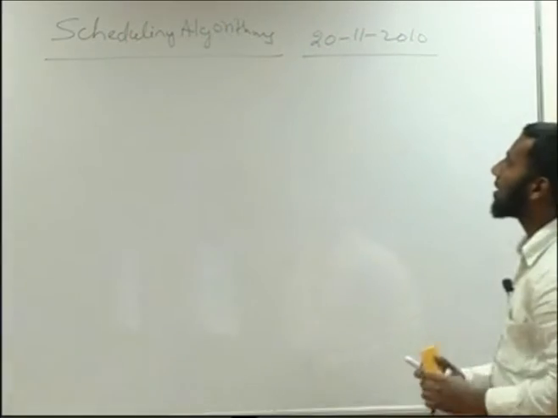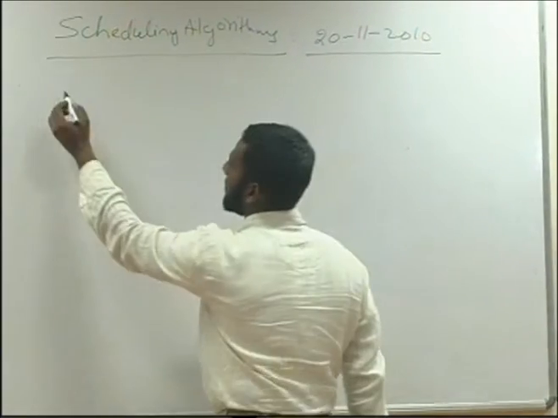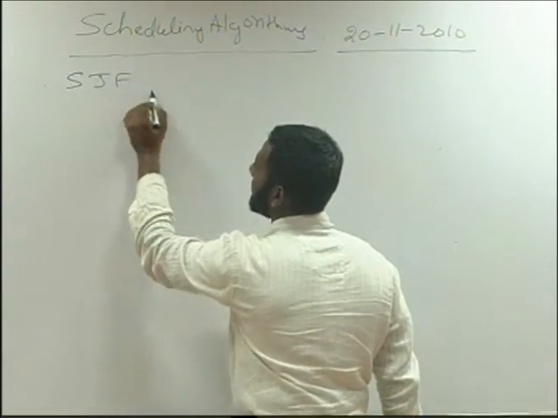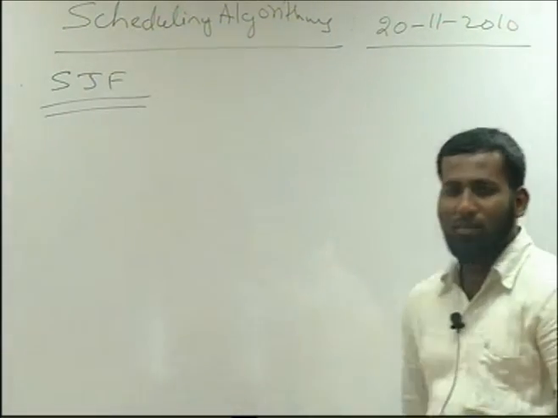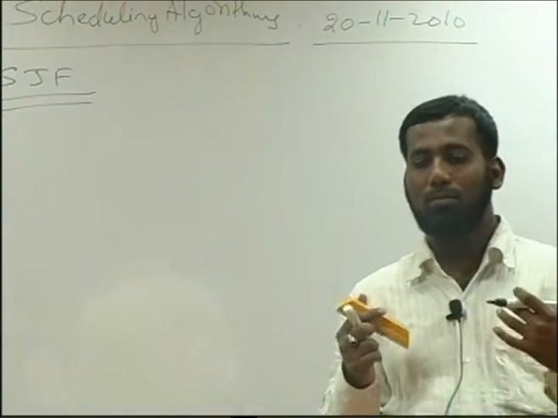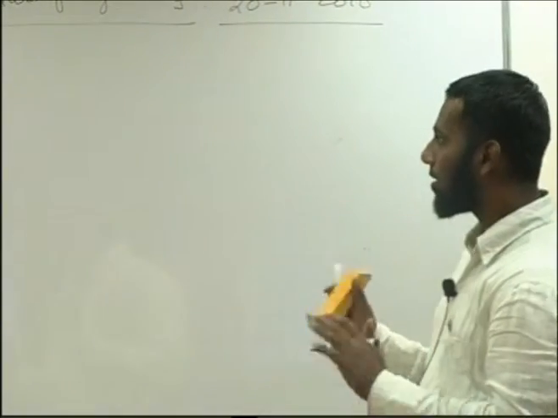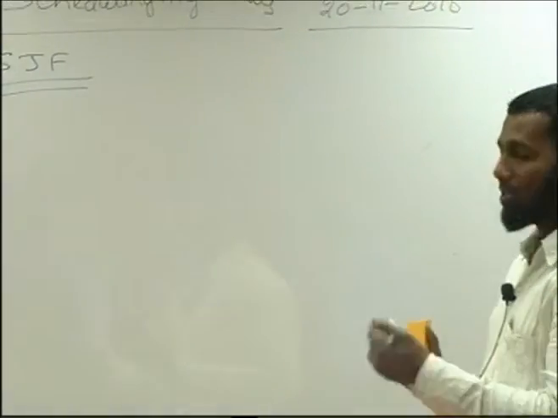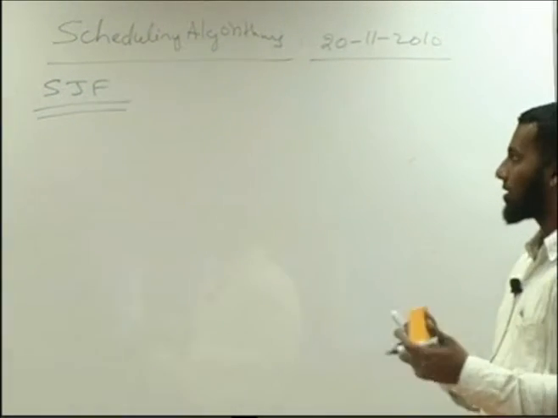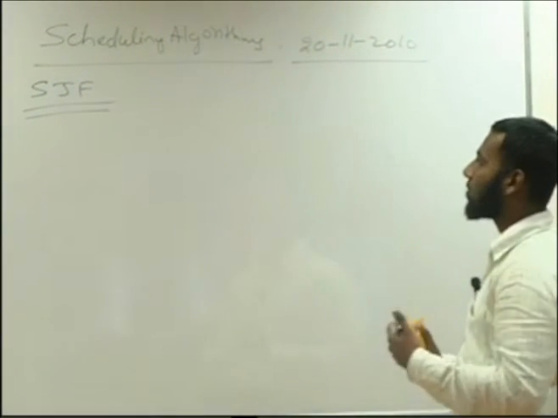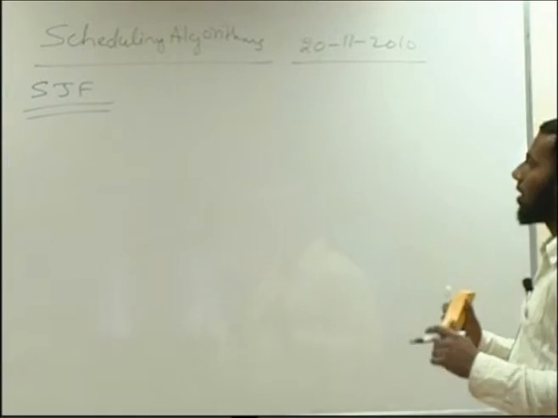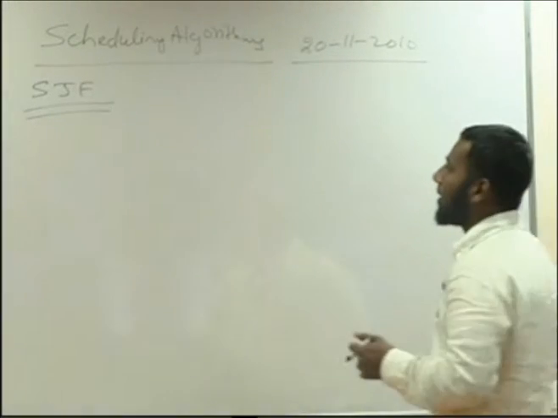So another algorithm is called shortest job first, the SJF algorithm. This is an algorithm which is not implemented in any operating system. This is only a hypothetical or theoretical algorithm, because we have a few problems with this algorithm, which we will discuss at the end. Let us first discuss how this algorithm works, or what the basic idea behind it is.